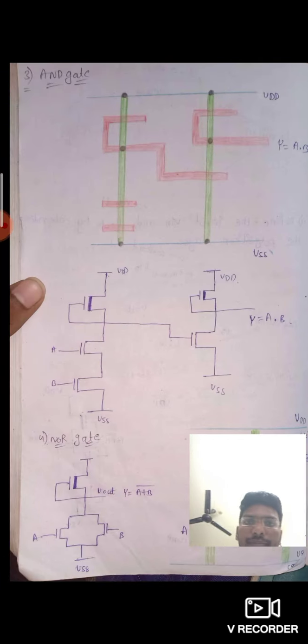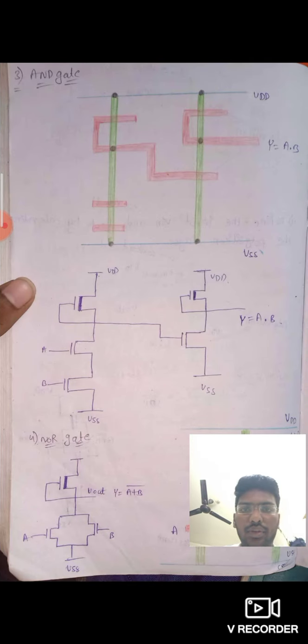So we mentioned the gates of A and B are in series, and then we connect them to the NMOS transistor, and then we drag the output. This is the diagram of an AND gate.